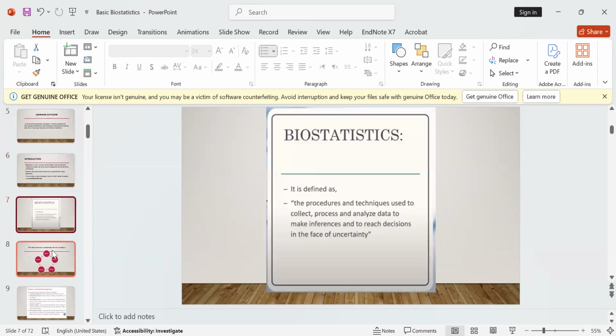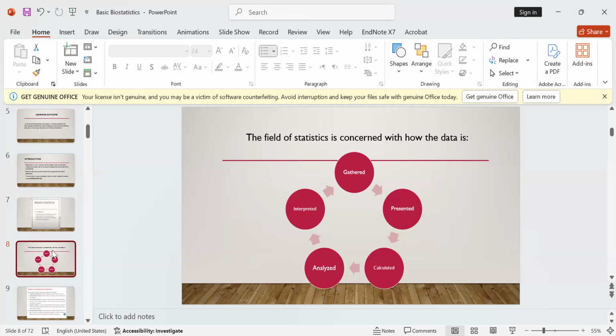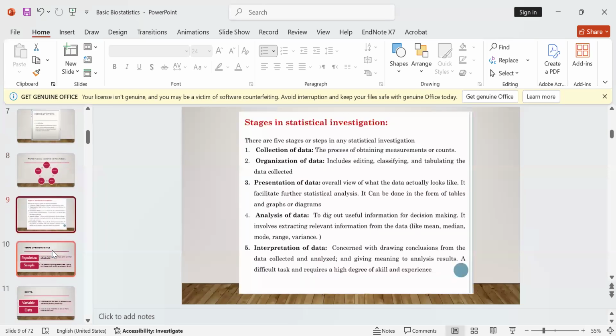Biostatistics is defined as the procedures and techniques used to collect, process, and analyze data to make inferences and to reach decisions in the face of uncertainty. The field of statistics is concerned with how the data is gathered, presented, calculated, analyzed, and then interpreted. There are 5 stages or steps in any statistical investigation. Number 1 is the collection of data, which is the process of obtaining measurements or counts.